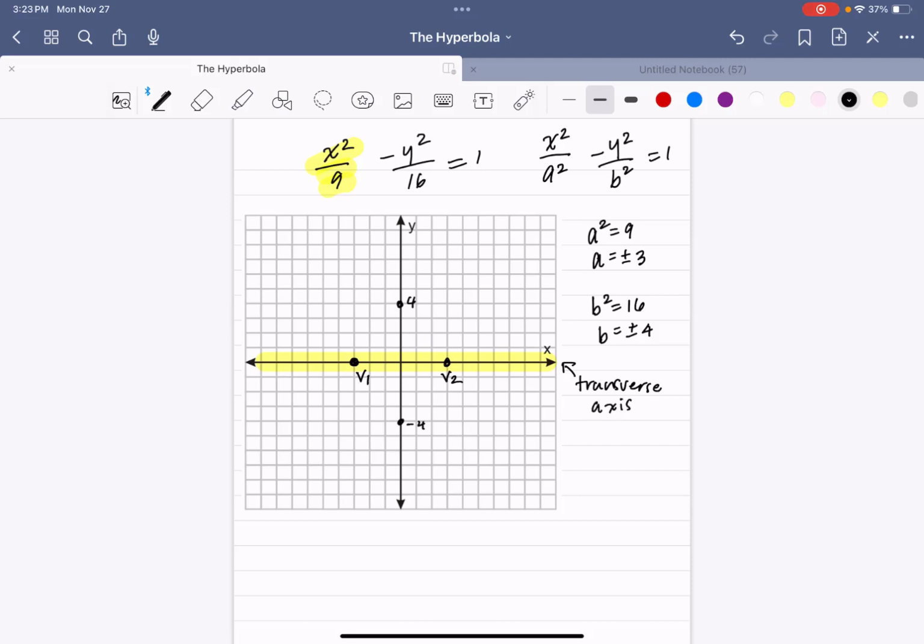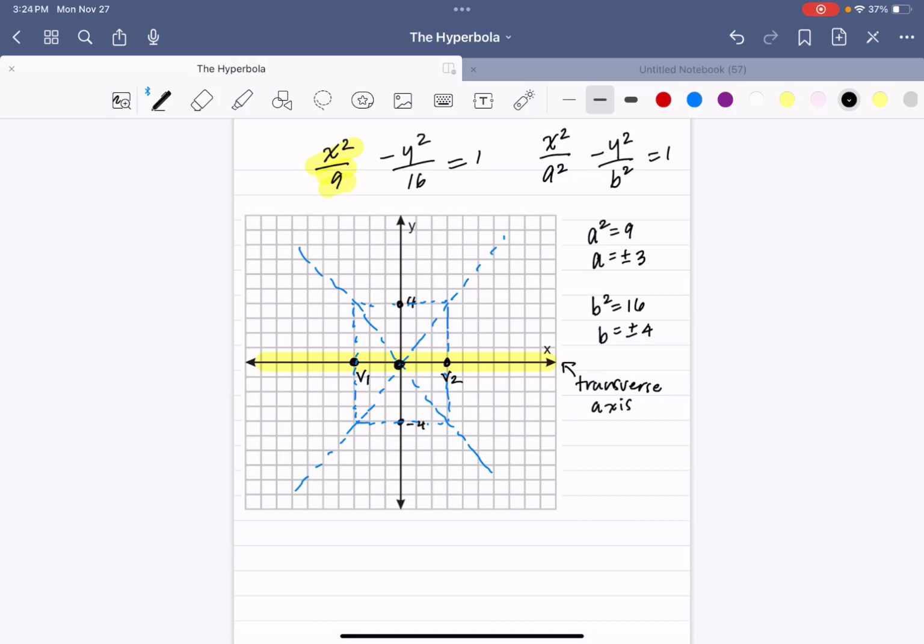And that's going to tell me that I have to connect those two vertices and the asymptote. So I'm going to draw in my rectangle. You just connect those points with a rectangle. And then I'm going to draw in my asymptotes. They have to go through the corners of the box. And later on, I'll show you how to write the equations of those asymptotes. Okay, and remember our center is still at 0, 0. We haven't moved it yet.